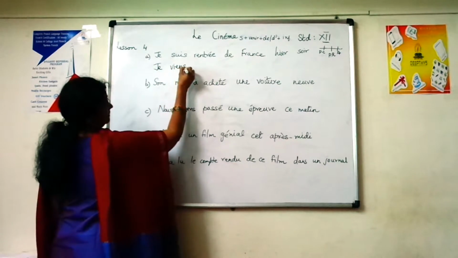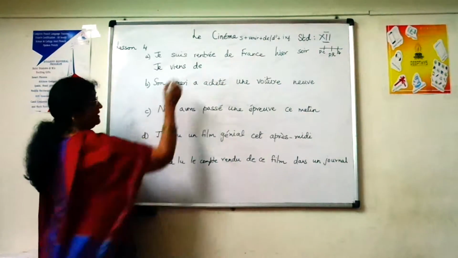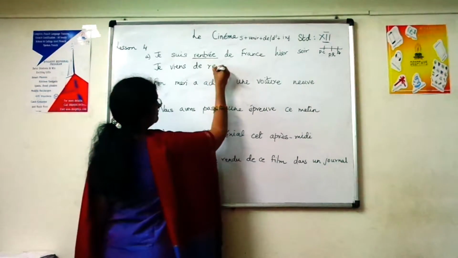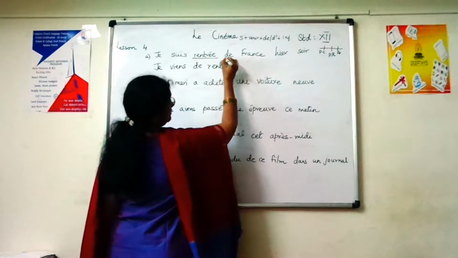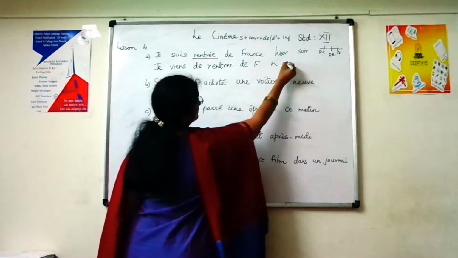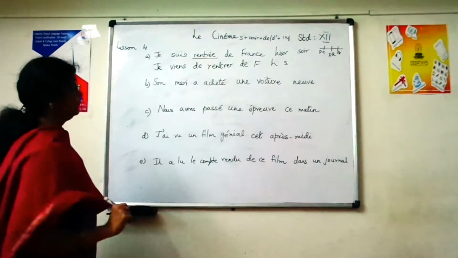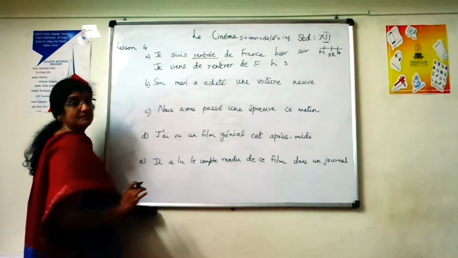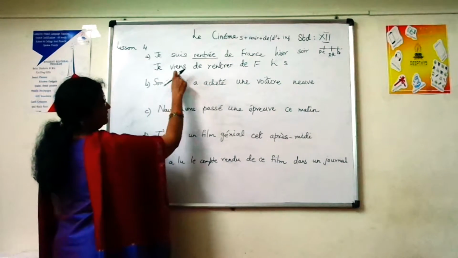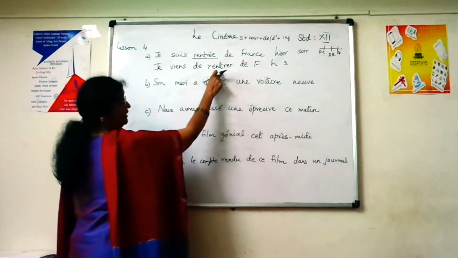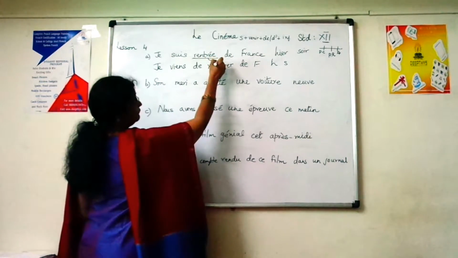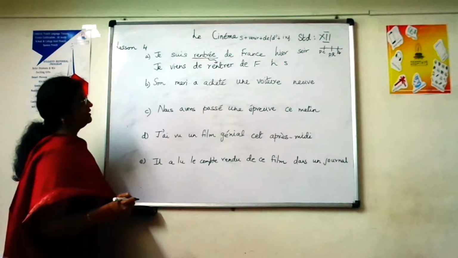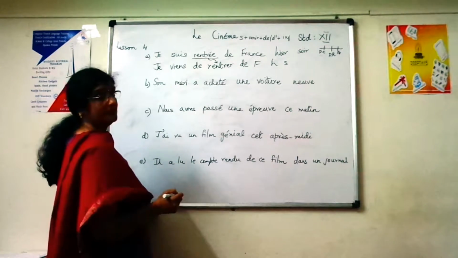So je suis rentré de France hier soir becomes je viens de. And which is the verb of the sentence? This is the past participle from the verb rentrer. So je viens de rentrer. Then you write the rest of the sentence, de France hier soir. So I'm not writing that all over again. This is for you to understand how I have changed from passé composé to passé récent, which is a recent past. Subject plus venir plus de plus the infinitive. The infinitive is the unconjugated verb which has come from the past participle rentré. So is that clear? So je suis rentré becomes je viens de rentrer de France hier soir.